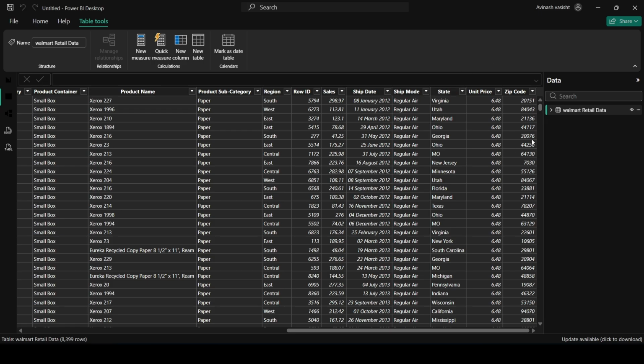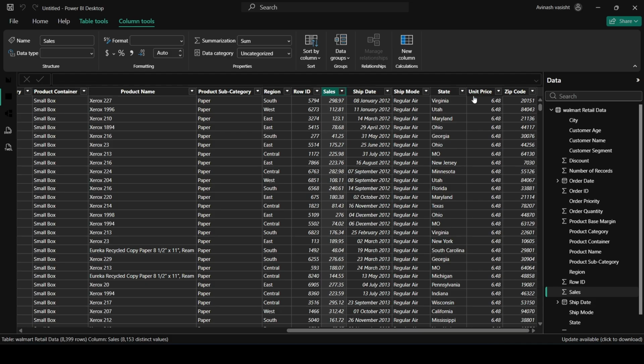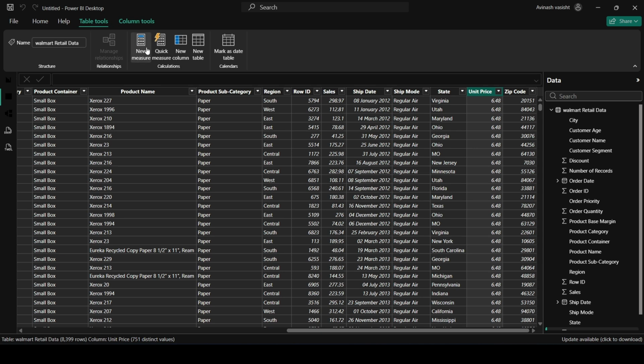In this Walmart retail data table, we have a sales column and a unit price column, and we want to find out the total net profit. We can find it using the SUMX function instead of the normal SUM.